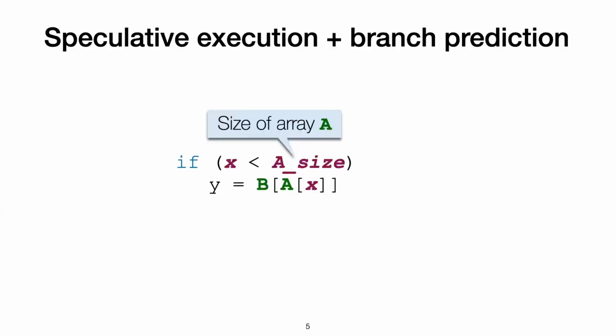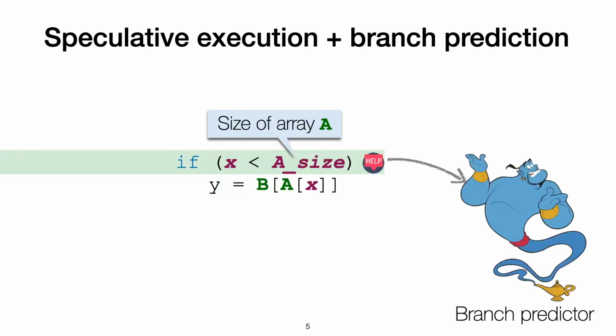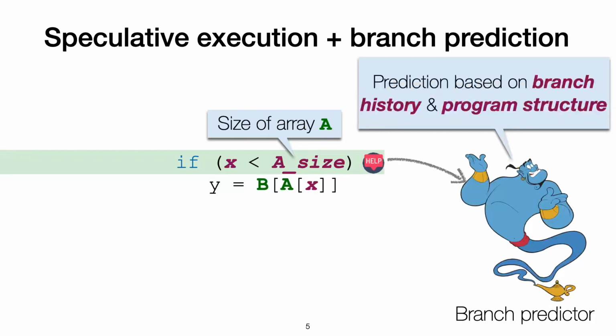Consider this simple program. Here, we check if X is in bounds, and if that's the case, we perform two memory accesses. Executing the branch instruction requires comparing X and size. Instead of waiting for the result of the comparison to be available, the CPU queries a component called the branch predictor, which predicts the outcome of the comparison. Concretely, the prediction is based on the branch history and on the program structure.